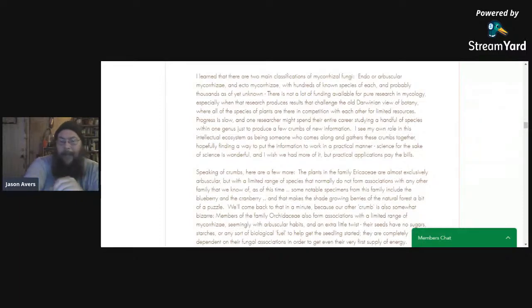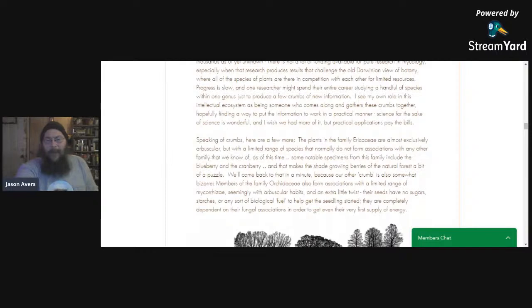The plants in the family Ericaceae are almost exclusively arbuscular, but within a limited range of species that normally don't form associations with any other family that we know of, at this time anyway. Some notable specimens of that family are blueberry and the cranberry, and that makes the shade-bearing berries of the natural forest a bit of a puzzle. I'm going to put a pin in that for a minute because I want to talk about the other little crumb, which is also somewhat bizarre.